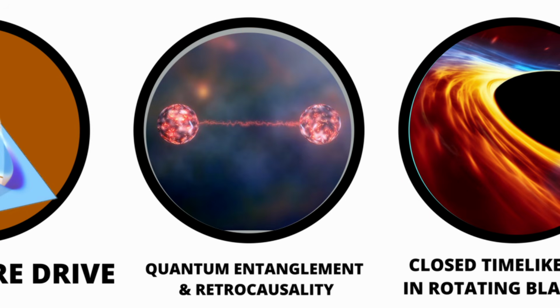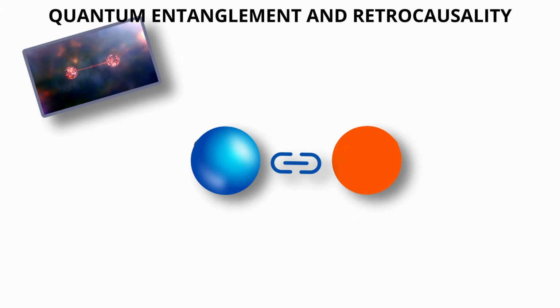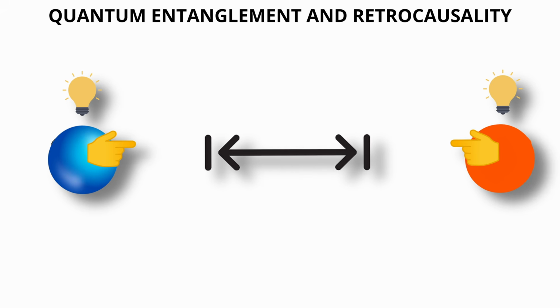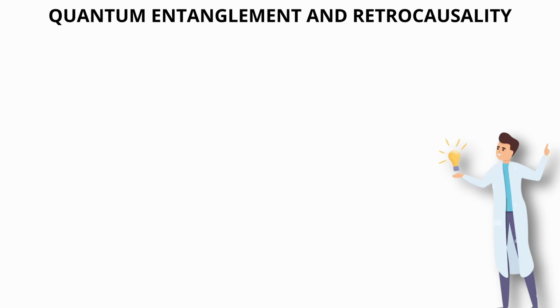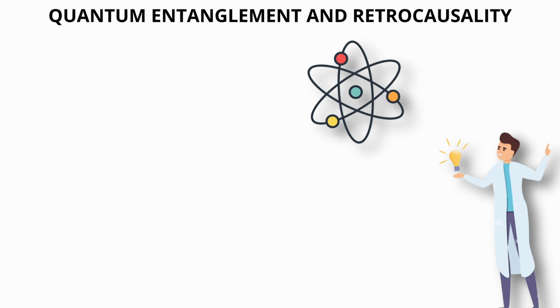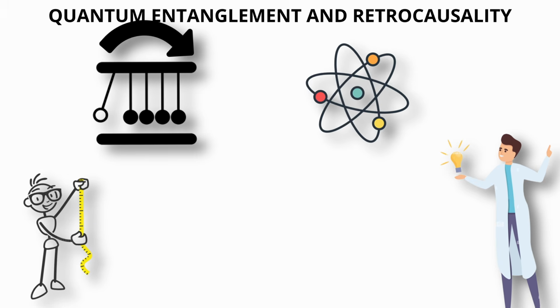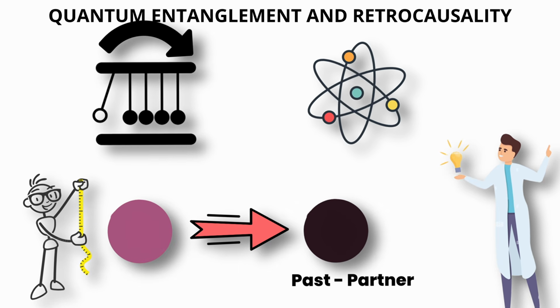Quantum entanglement and retrocausality. Quantum entanglement is a phenomenon where two particles become linked so that the state of one instantly determines the state of the other, no matter how far apart they are. Some interpretations of quantum mechanics, particularly those involving retrocausality, suggest that the measurement of one particle can affect the past state of its entangled partner.